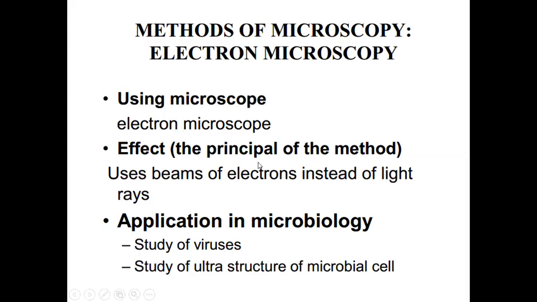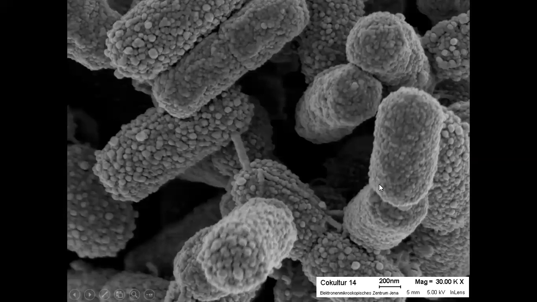And electron microscopy. The effect uses beams of electrons instead of light rays. So it is another principle, not the same as light microscopy. This method is used for observing viruses, the ultrastructure of microbial cells, and like that, because we can see the smallest parts of bacteria. Like that, here we can see bacteria in electron microscopy.